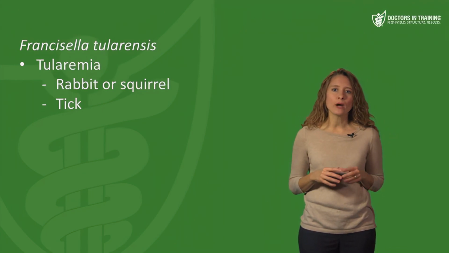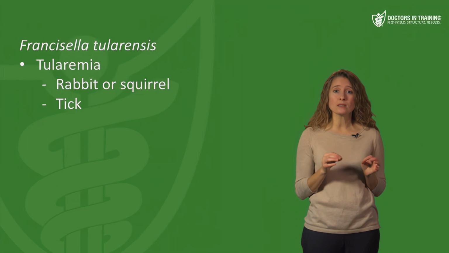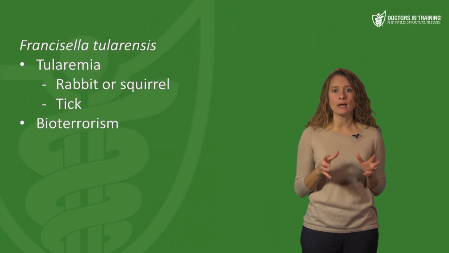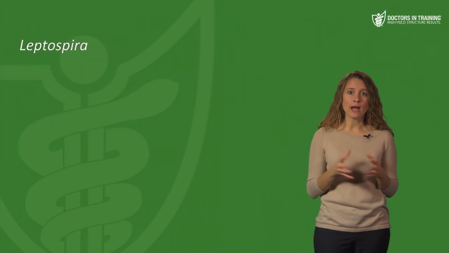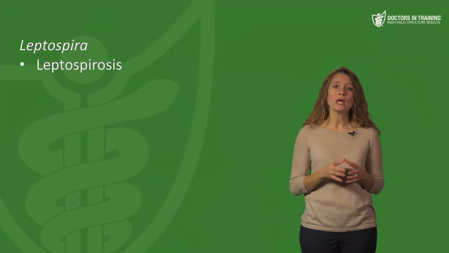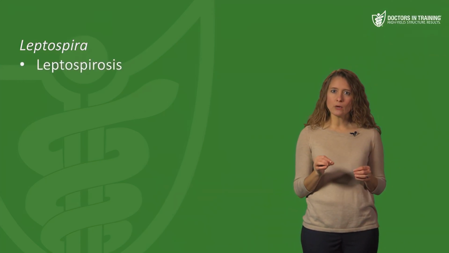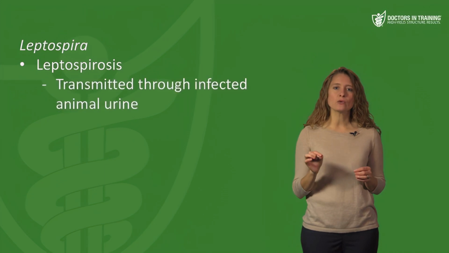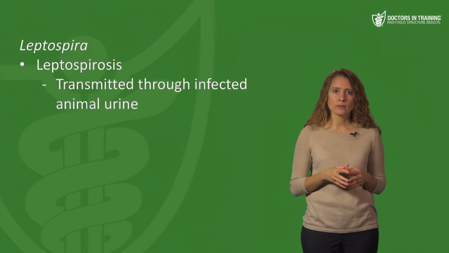Another thing you should be aware of is that this organism is considered high risk for use in bioterrorism. Leptospira. We just talked about this one a few minutes ago. This causes leptospirosis, and do you remember how this is transmitted? Remember that this one is transmitted through infected animal urine.